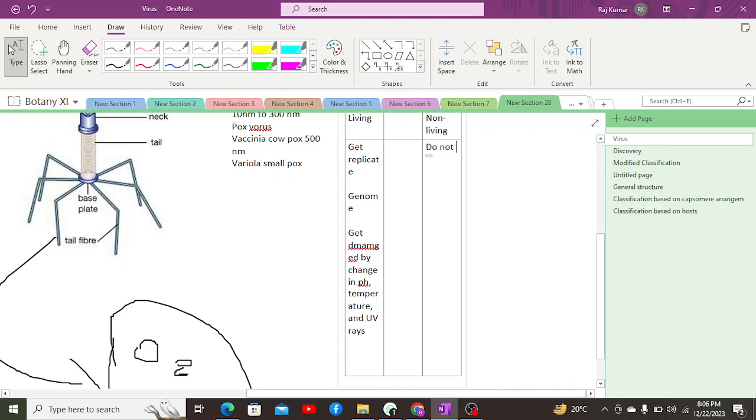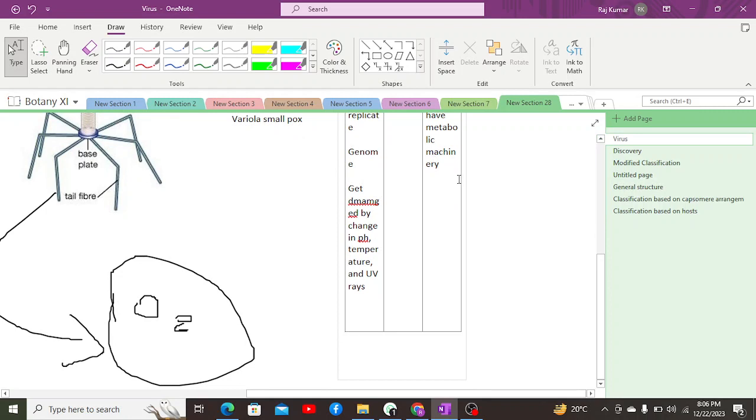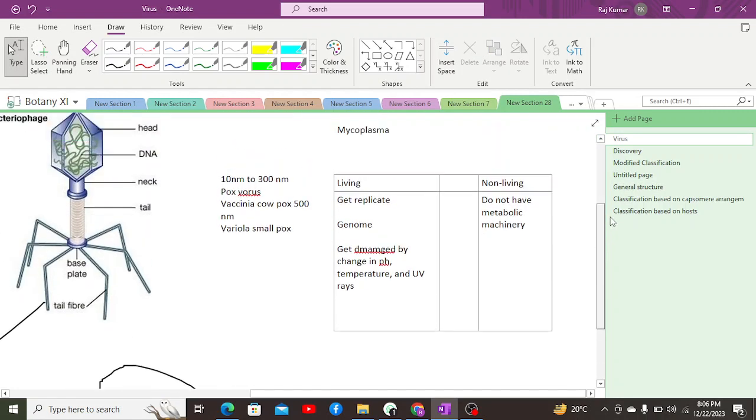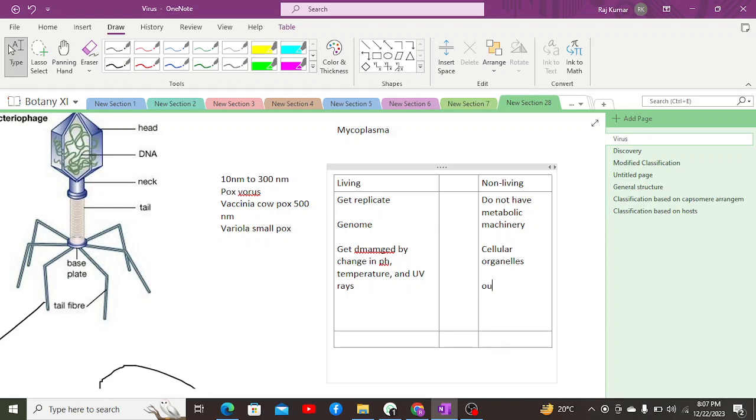Non-living characteristics: they do not have metabolic machinery, as well as they do not have cellular organelles.